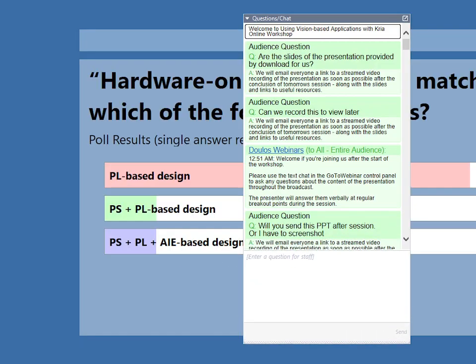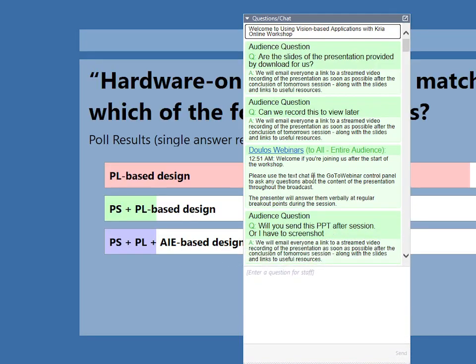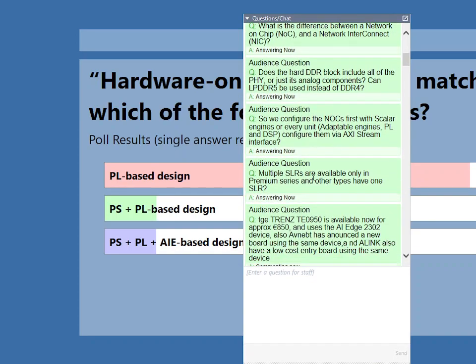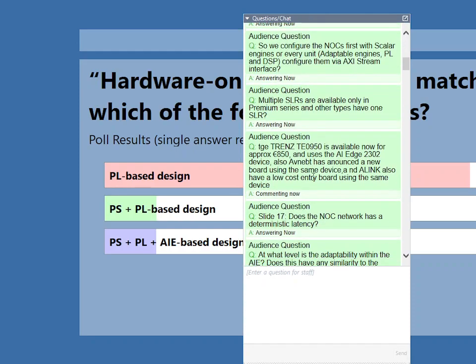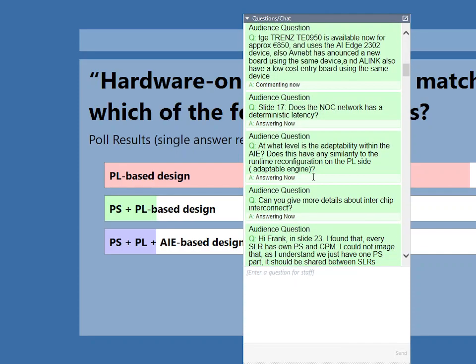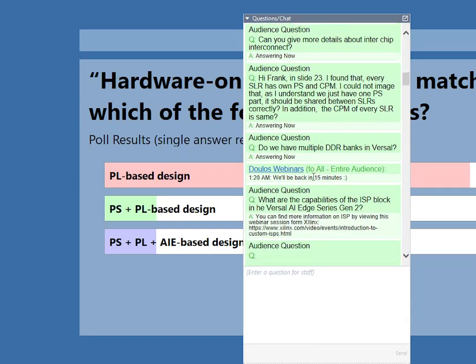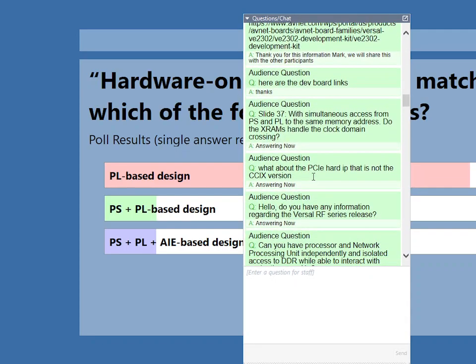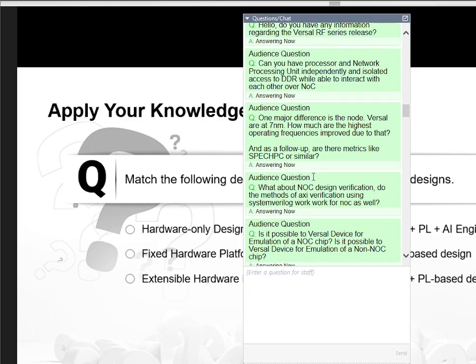Okay, I show the results, and indeed, most of you have chosen it: 77% say it's a PL-based design. So yes, the hardware-only design flow is related to PL-based design. Then we've got another one. I think we split this into two questions.